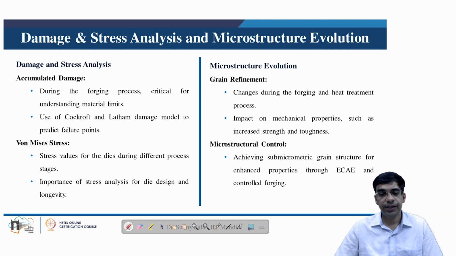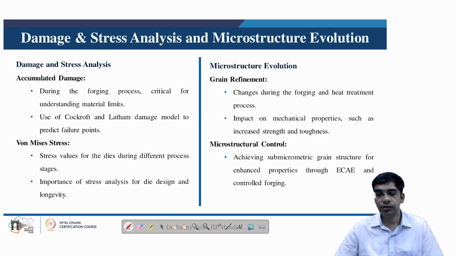Next comes the damage and stress analysis as well as the microstructural evolution. In the damage analysis, the accumulated damage during the forging process is very critical to understand the material limits. Here the Cockcroft and Latham damage model is used to predict the failure points. Von Mises stress is used in the dies during the different process stages, and stress analysis is also critical for die design and longevity.